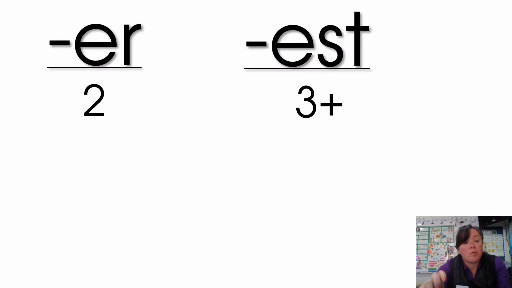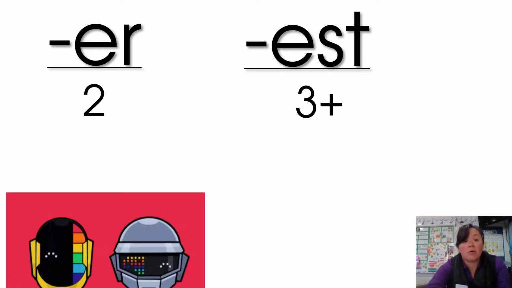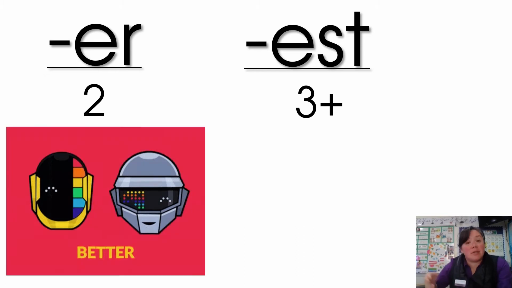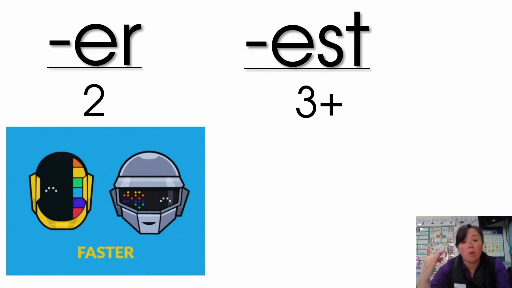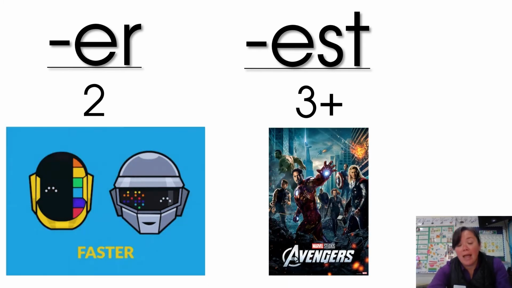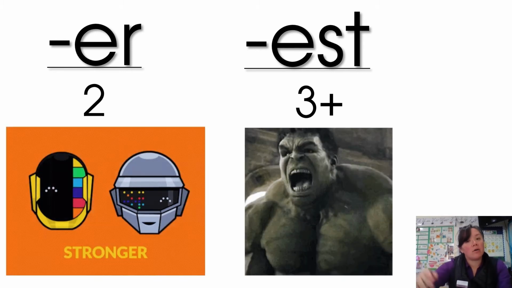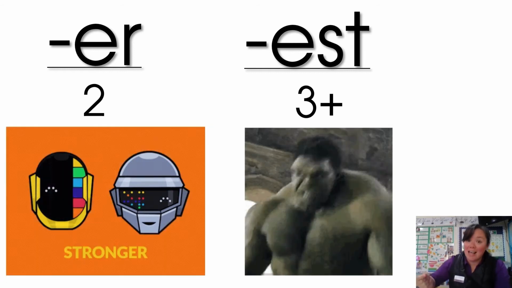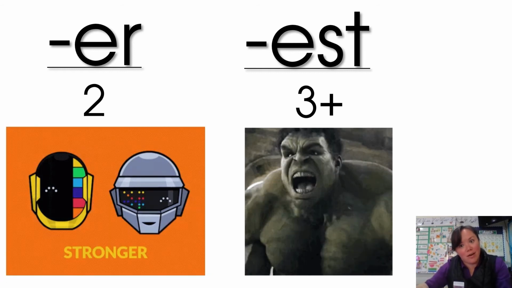Here's some help. When you're dealing with ER, you're going to be describing two different people or nouns. So between me and Miss Simonis, that's just two people. I am shorter, okay? And if you're doing EST, it always works with three or more different nouns that you're comparing. So let's take, for example, the Avengers. Out of the entire group of the Avengers, Hulk would definitely be the strongest. Hulk is the strongest there is, right?